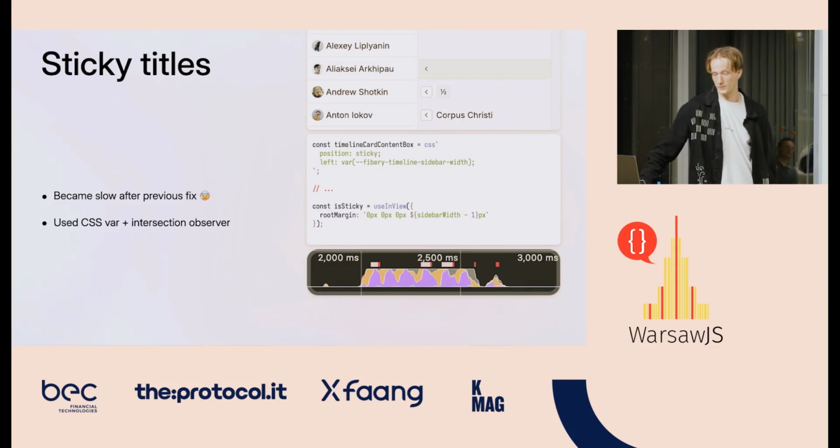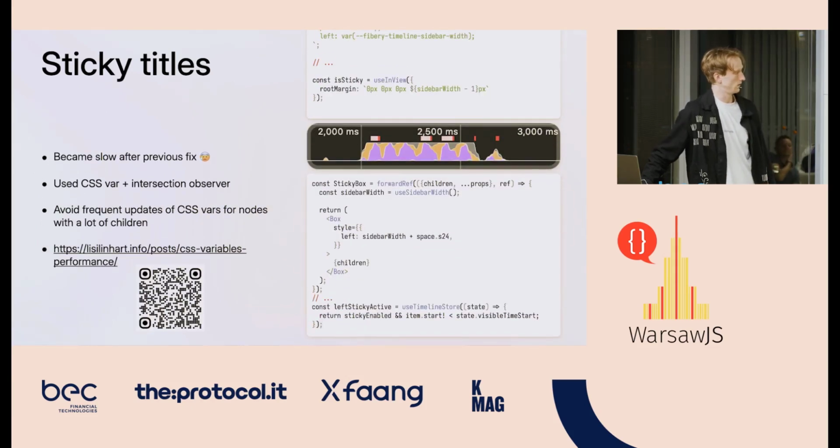Turns out that sometimes CSS is slower than JavaScript, and you should avoid frequently updating variables on containers that have many children. So I switched to a JavaScript solution and just derived those flags and values from our state. And it was much, much faster.